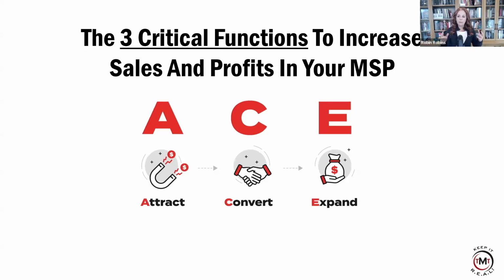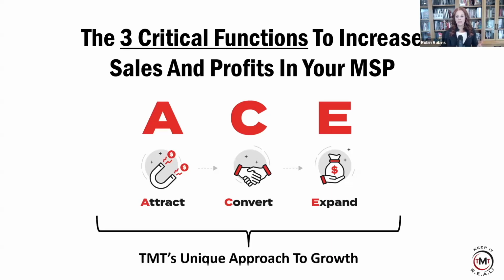Now, we put those three categories into an acronym we call ACE, and it stands for Attract, Convert, and Expand. This really is our unique approach to marketing, and I'll explain it a little bit more. The A in Attract is about lead generation. You've got to have opportunities and leads coming in. That is the lifeblood of the sales department that brings in new customers. So you definitely have to have that attraction piece.